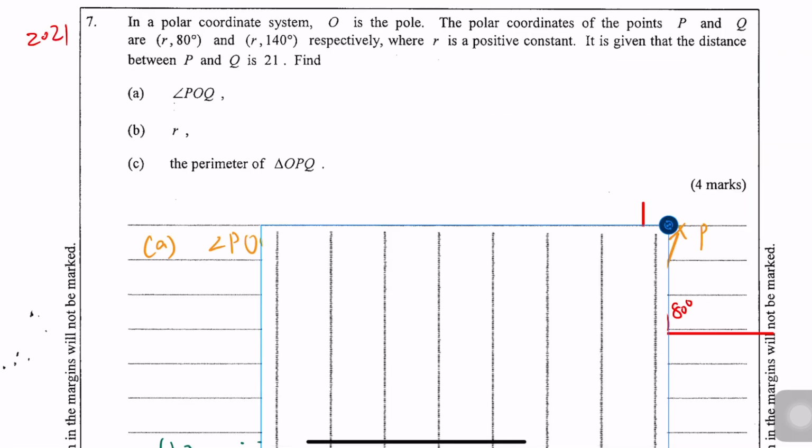Okay, the 2021 paper is given that you have points P and Q, and they have the same length from the origin. So once we have the same length here and you see something about a triangle, it is probably about the isosceles, okay? And then it is given that the distance between P and Q is 21. So it gives the distance to you already, okay?